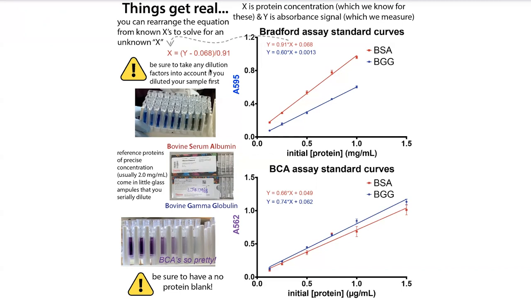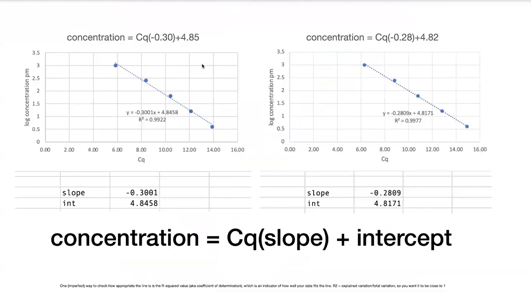So what we're going to do is we rearrange this equation, solve for x, and we can figure out the concentration of our sample. So say if we measured that our concentration was 0.8, well, if we were to look at the graph, we can see that a 0.8 should correspond to something over here, about 0.75 mgs per mil. And we can also plug that into our equation to get an exact number.